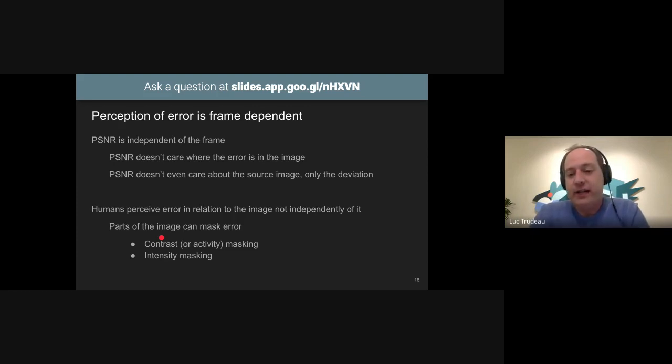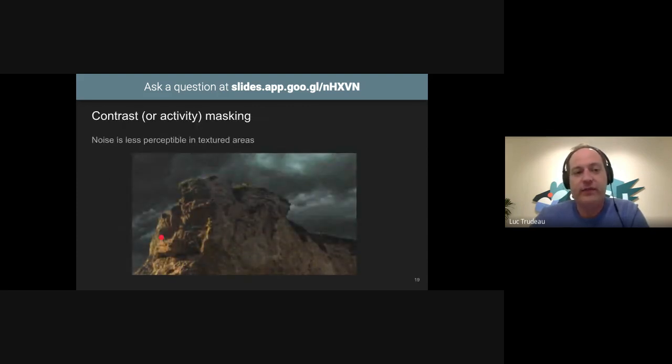And the reason for that is that parts of the image could actually have an impact on how we see error. So two phenomena that are very well known: the first is called contrast masking or activity masking, and the second one is intensity masking. So we're going to see how the image in itself can actually mask away some of the error.